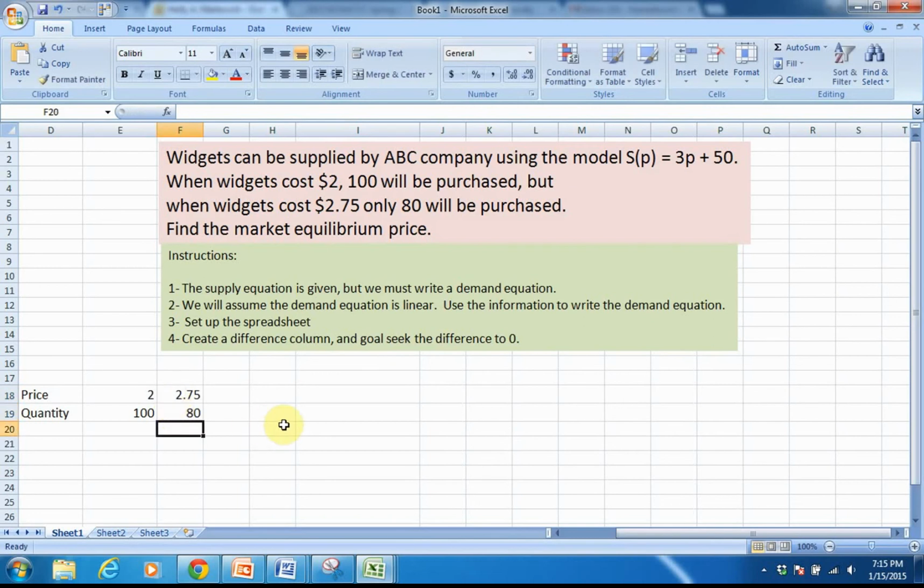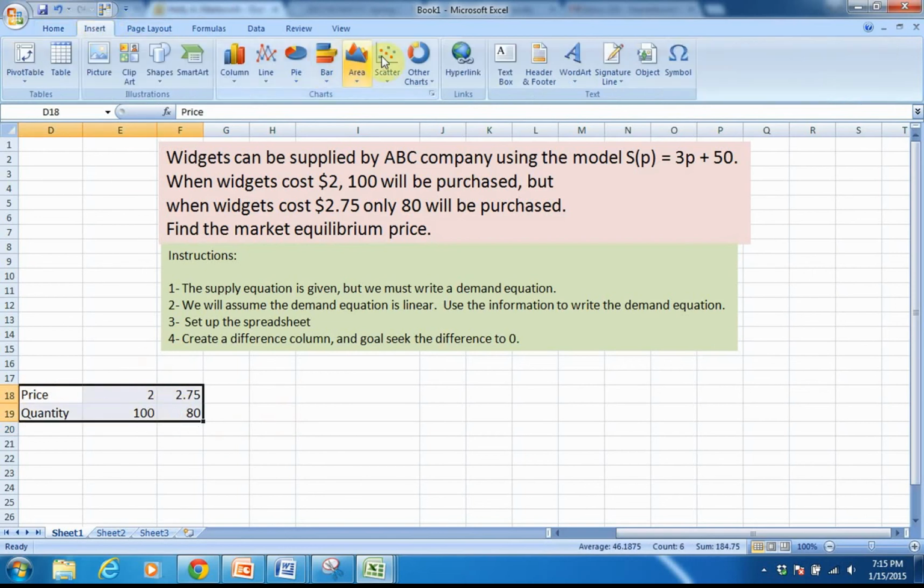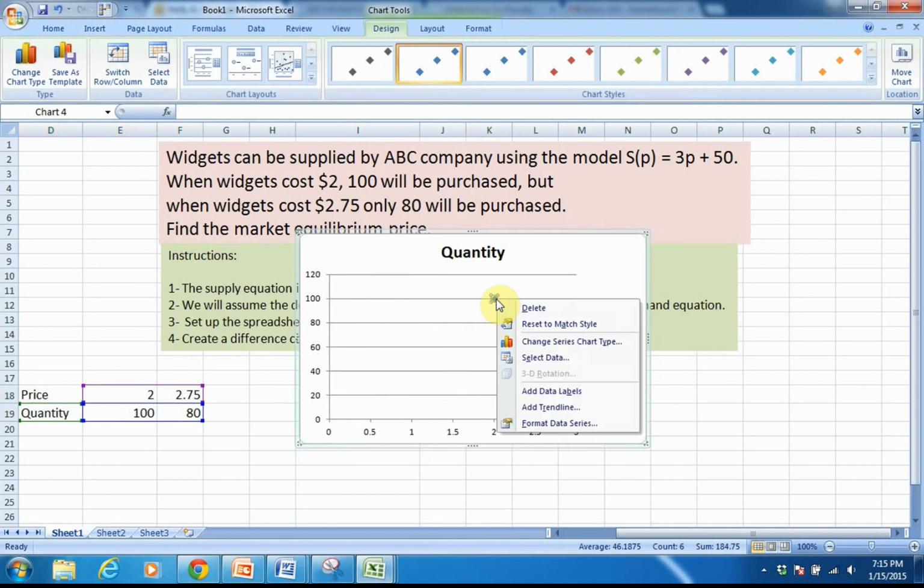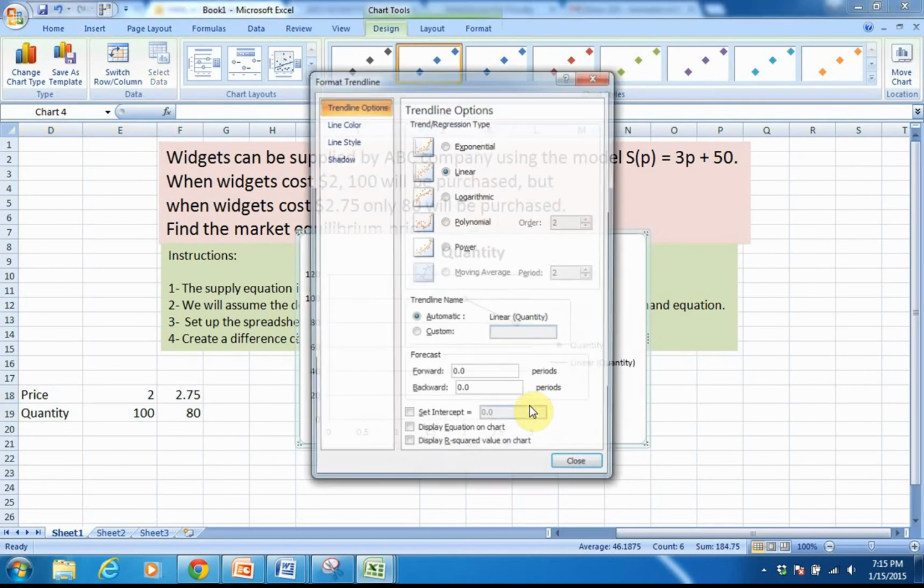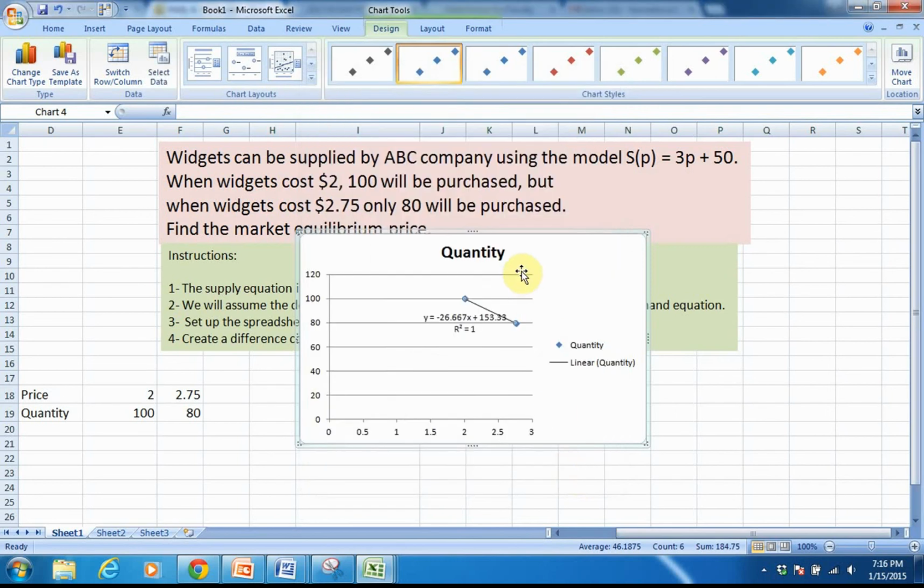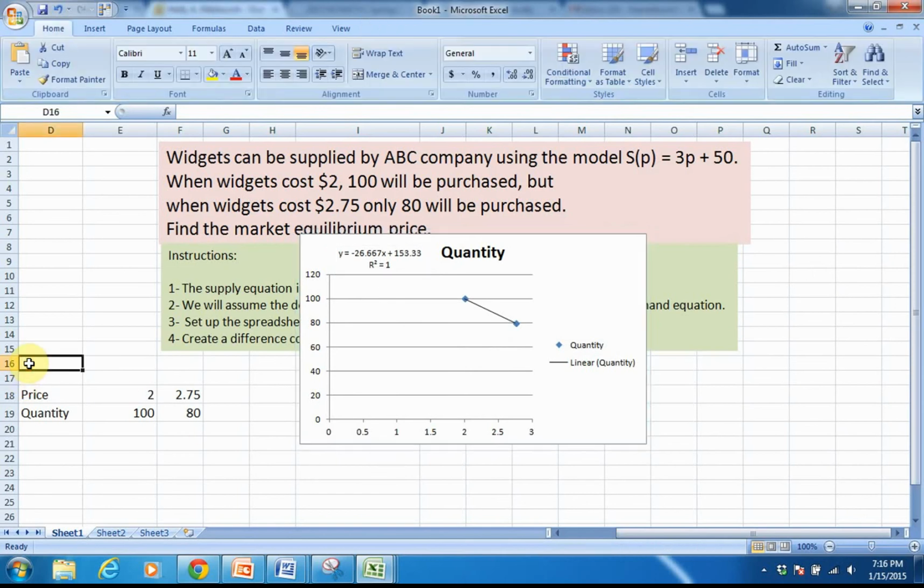So that's enough information for us to highlight, insert a scatter plot, right-click a point, and add a trend line. Linear is defaulted, display equation on chart. We can display our R-squared value, but because we have 2 points, this will be 1. And we come up with our demand equation. Okay? So this information is how we find our demand equation.